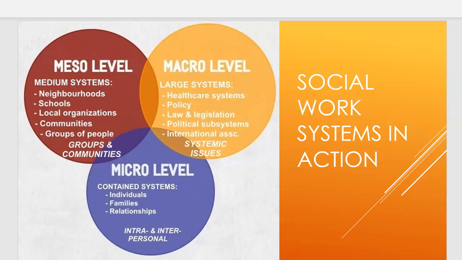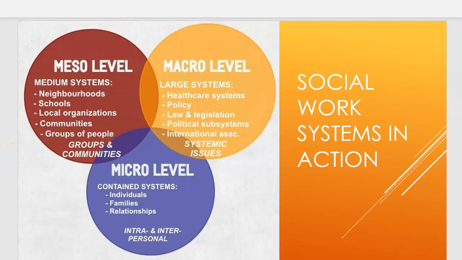So we can further break down social work systems and social systems into 3 levels. As social workers, we often refer to the micro, meso, and macro level. And these 3 are interconnected. The micro level refers to individuals, families, and relationships. Those variables and factors that are closest to the person in their environment.